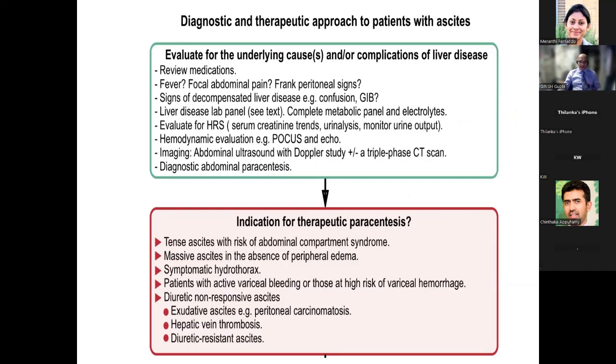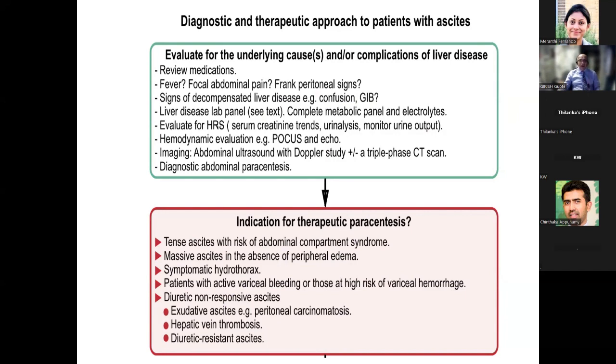So if you have ascites in a child, what will be your diagnostic and therapeutic approach? What is most important in a child with ascites is to see if there is fever or focal abdominal pain or frank peritoneal signs. Because what you do not want to miss in these children is a spontaneous bacterial peritonitis. It's a really difficult diagnosis to make because even after tapping the ascitic fluid, the yield is not very good. So that's why you have to have a high index of suspicion and treat prophylactically with antibiotics.